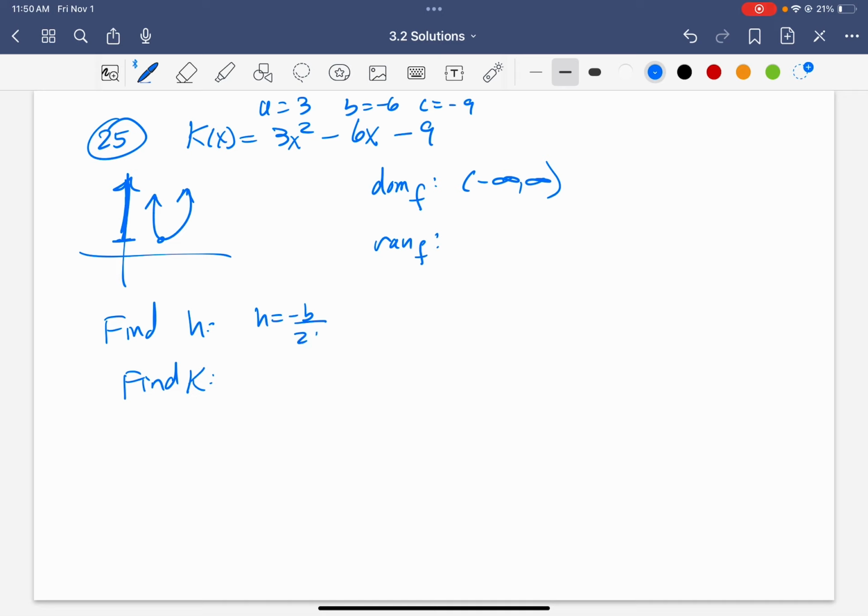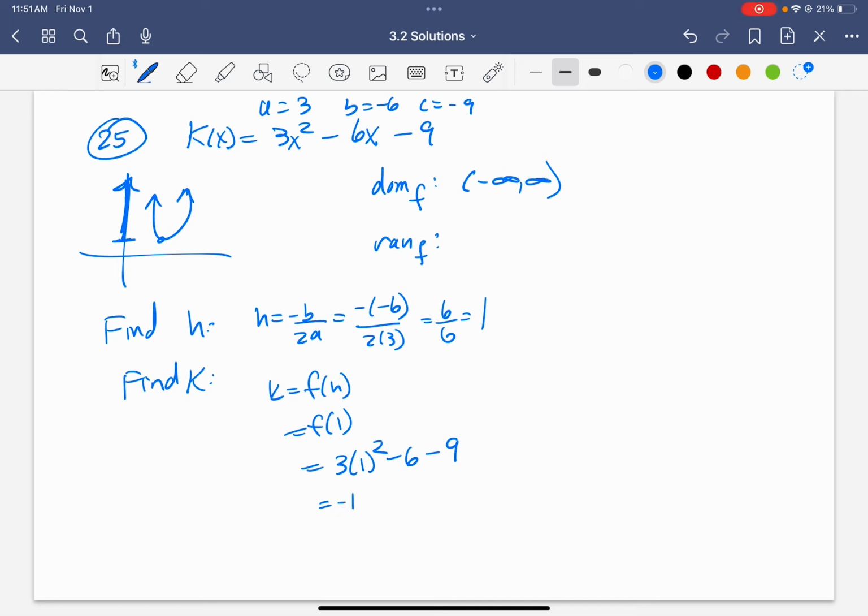So h, negative b over 2a, is negative 6 over 2 times 3. 6 over 6, which is 1. K is f of h, so it's f of 1, which is 3 times 1 squared minus 6 minus 9. So it's negative 15, and 3 is negative 12. So really this thing is all the way down here somewhere.